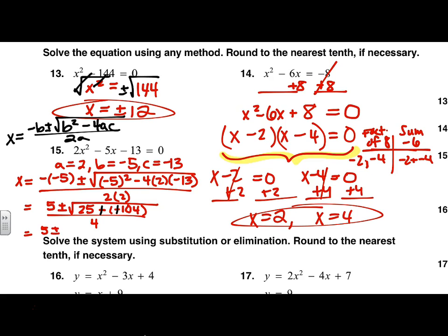Did anybody find the square root of 129? It's a nasty decimal. It's bigger than 11. What's the question? Square root of 129. It's 11.4. Okay, so we're going to go with 11.4.